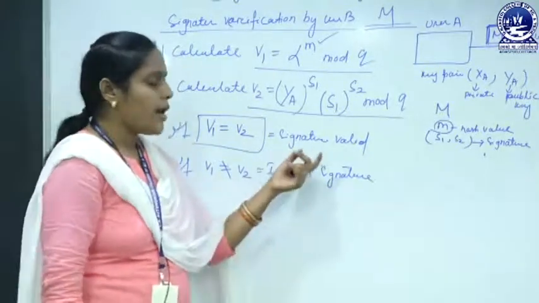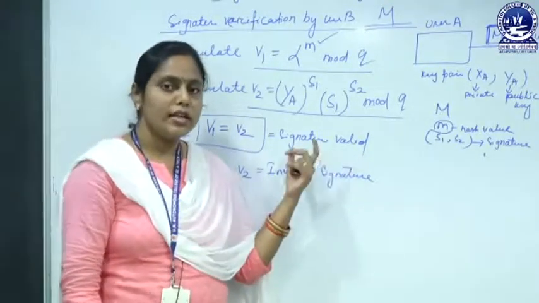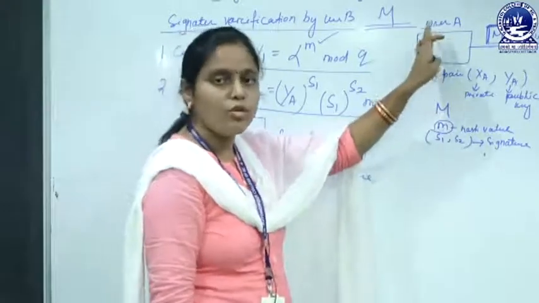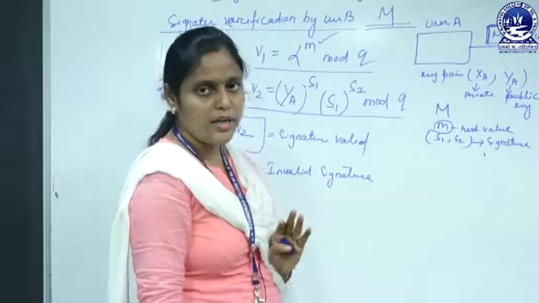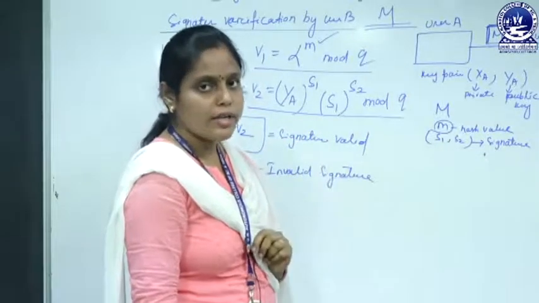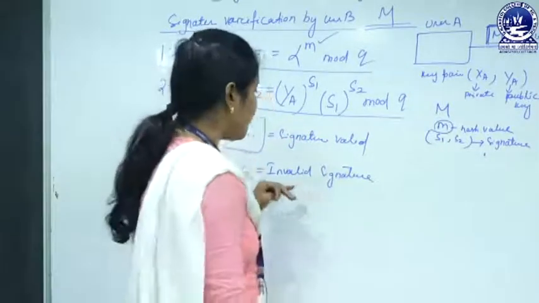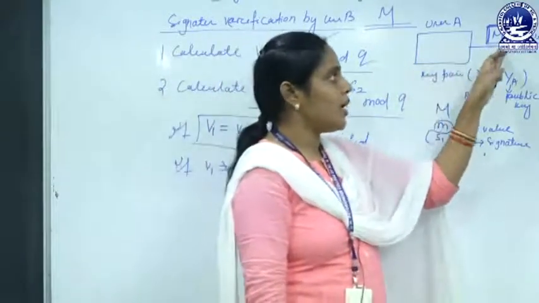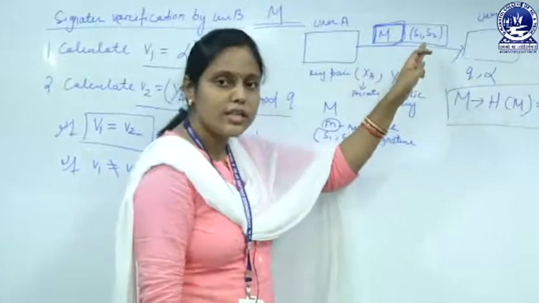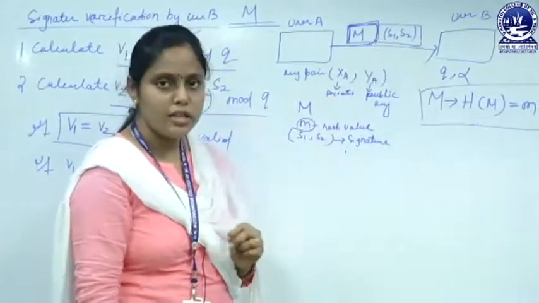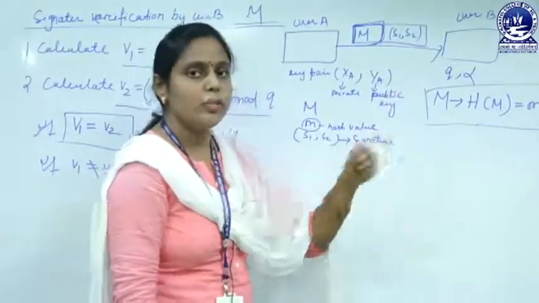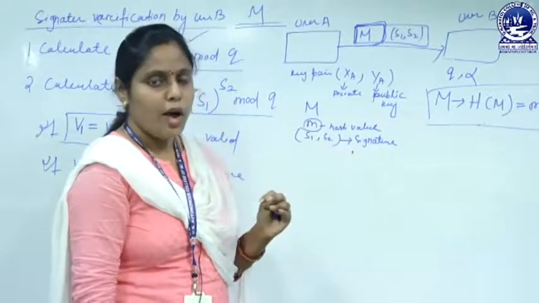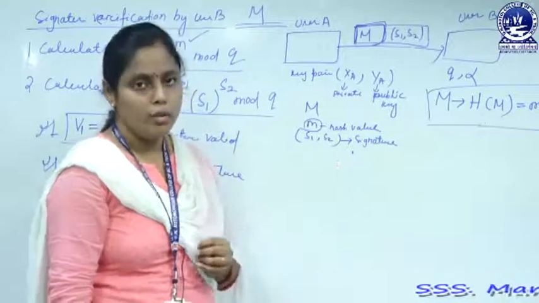Here the valid signature means the signature of the user A, who is an authenticated user, or an authenticated signature. If the signature is invalid, that means when the user A sends its message and signature, there is some modification in the signature before the user B receives this message. Now look at the proof, how the V1 value equals the V2 value.